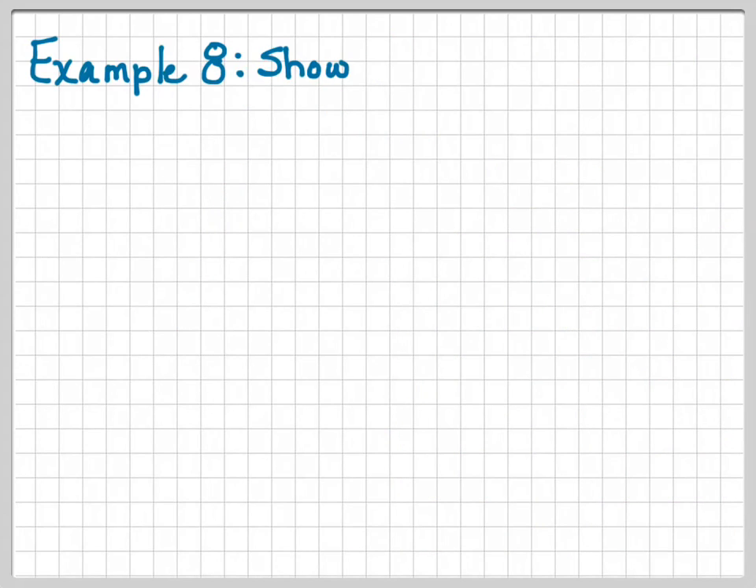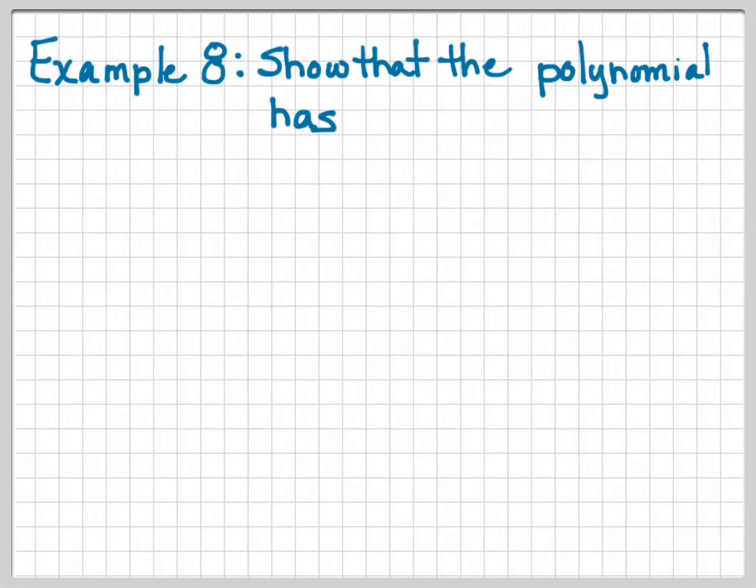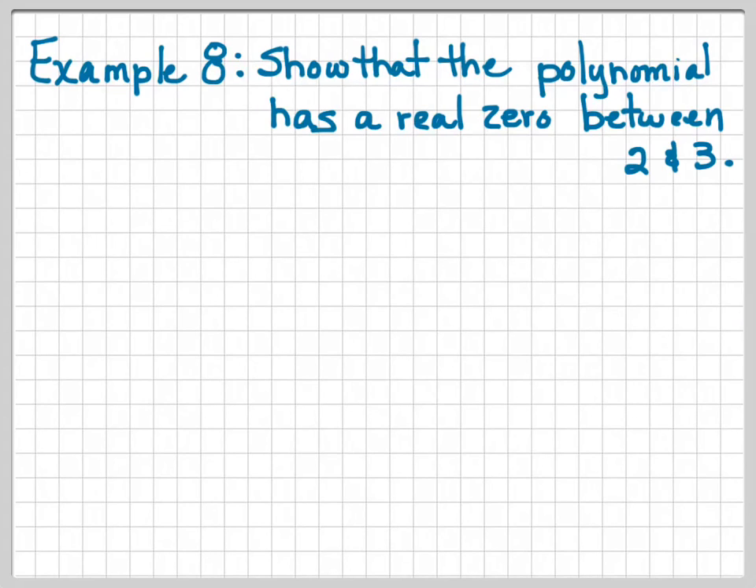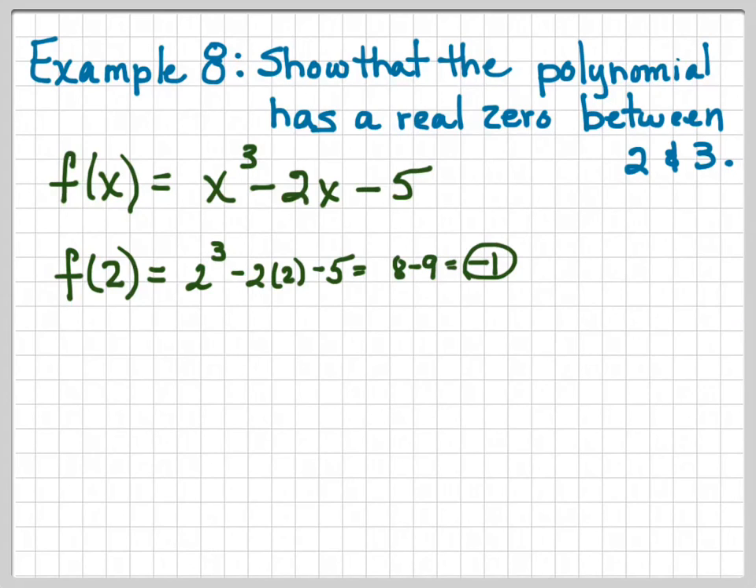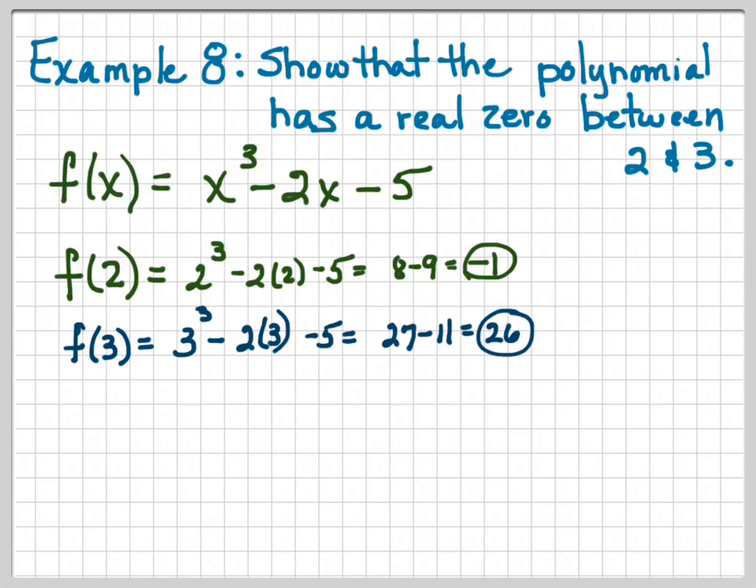All right, let's do an example, and you'll be amazed how easy this is. Show that the polynomial has a real 0 between 2 and 3. And here's my polynomial. So what I'm going to do is plug in 2 and solve, and I get -1. So I know that at x equals 2, the value of the polynomial is negative. It's below the x-axis. And at 3, it's 26, positive 26, which is above the x-axis. So that means, yes, the signs change. So there is a 0 between 2 and 3.